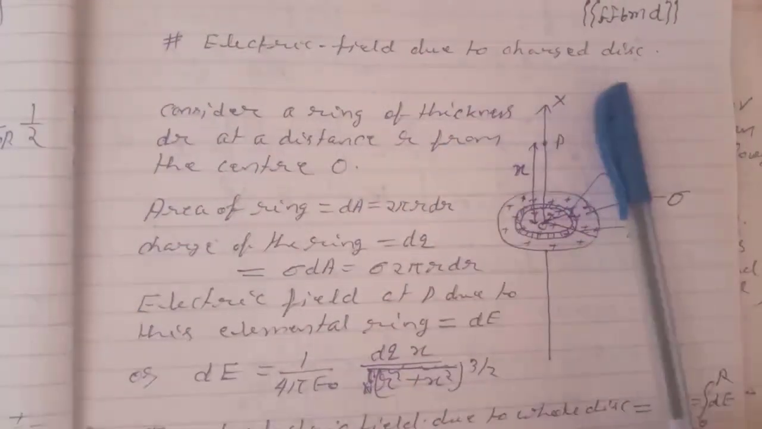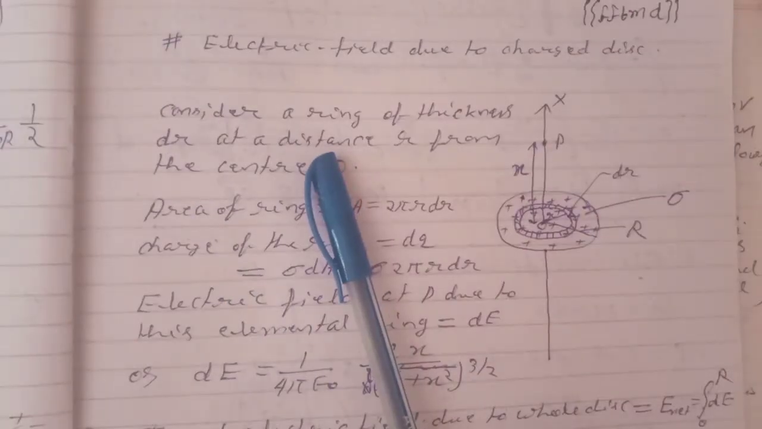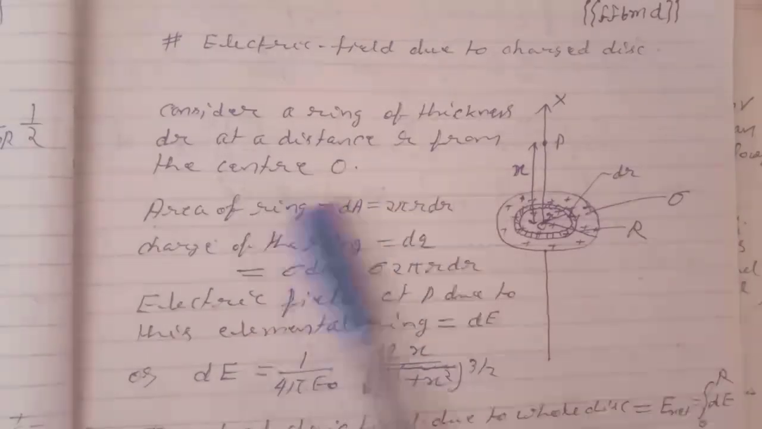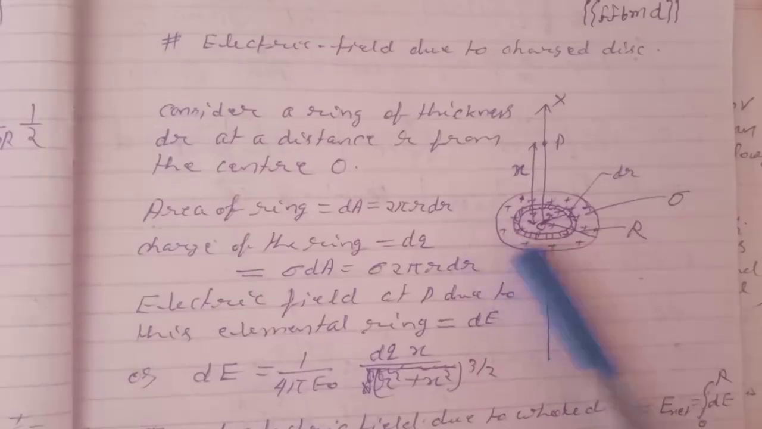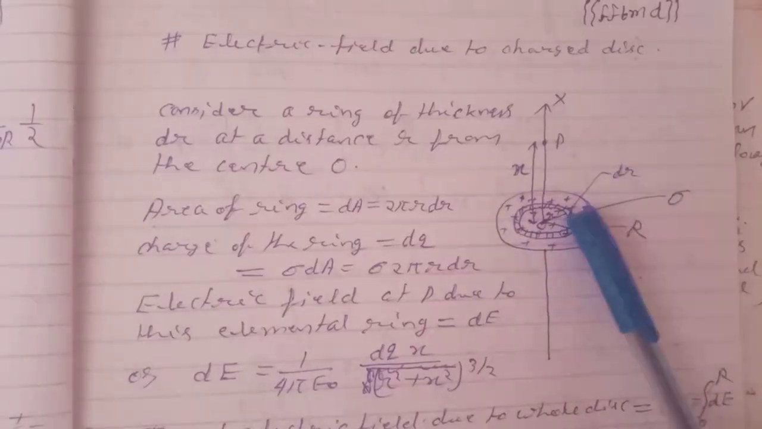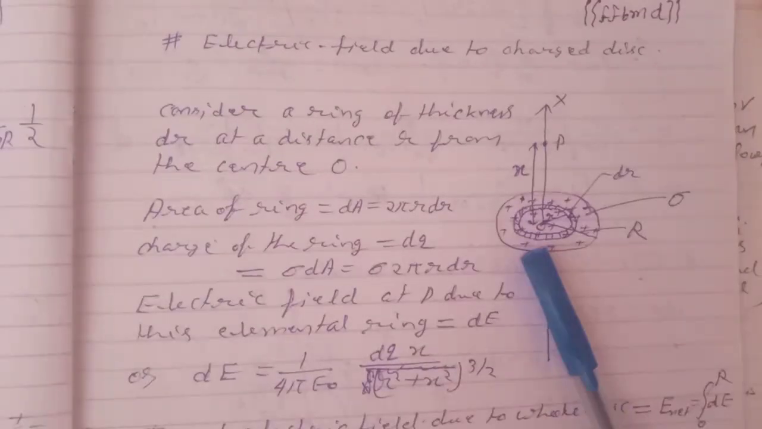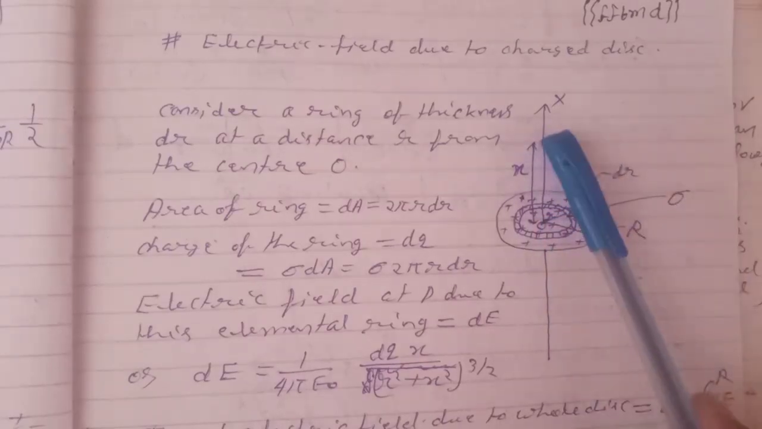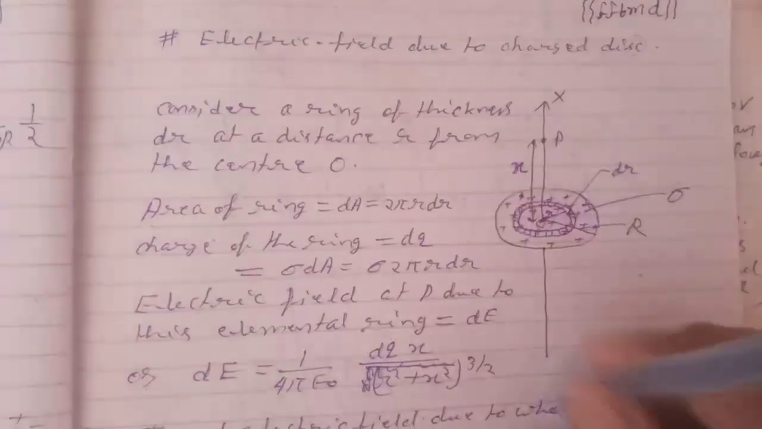Electric field due to a charged disk. Consider a ring of thickness dr at a distance r from the center O. Here we are considering a ring of thickness dr at a distance r from the center, and an axis is passing through the center, and we have to find the electric field at point P, which is on this axis perpendicular to the disk.